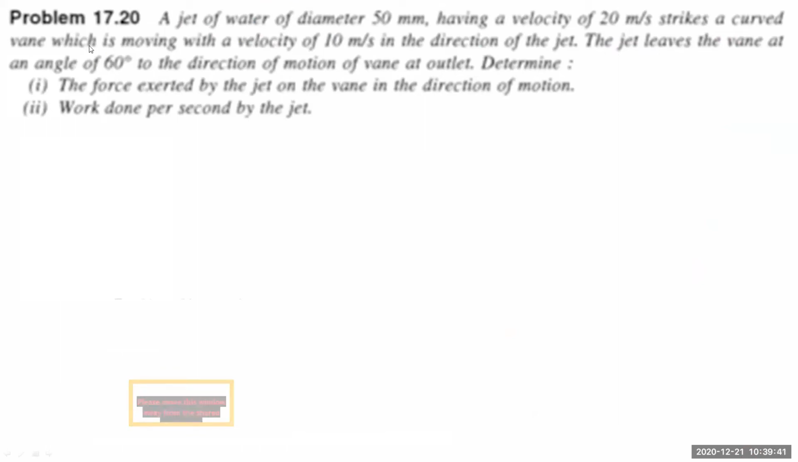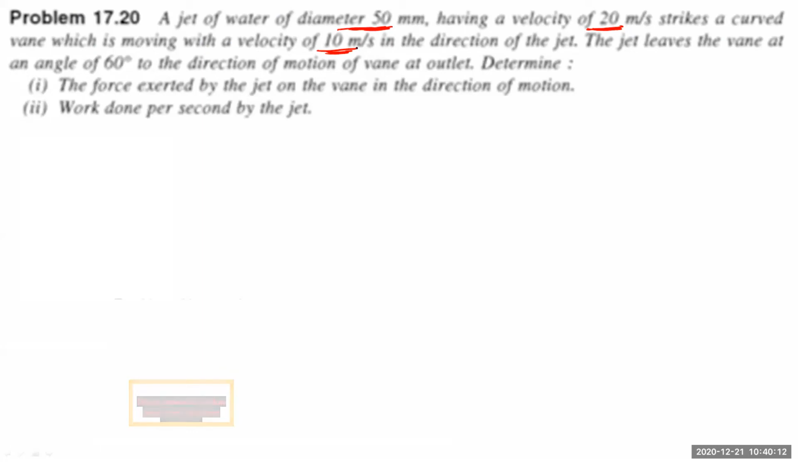Let me drag this down, it is creating disturbance. The jet of water diameter is given. If diameter is given, what should come to your mind? You can calculate the cross-sectional area of the jet, that is your small a. The velocity of the jet V1 is also given. The jet strikes a curved vane which is moving with velocity 10 meter per second. U is also given.